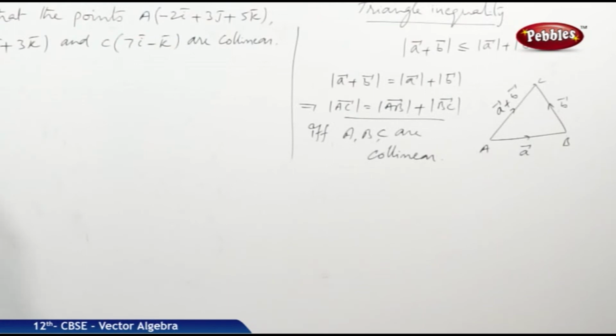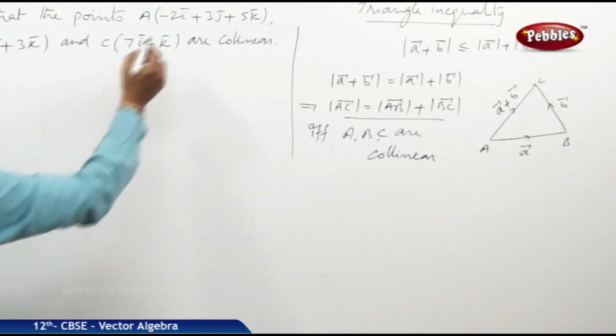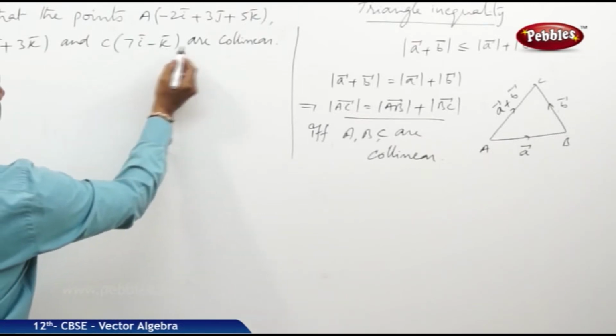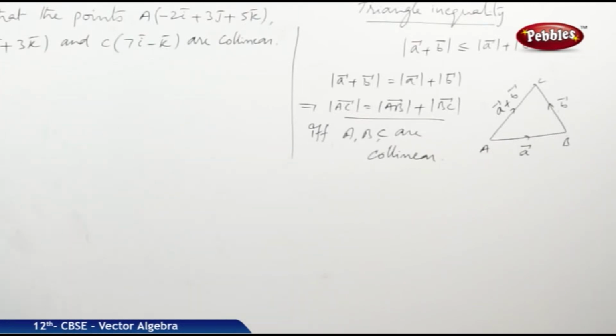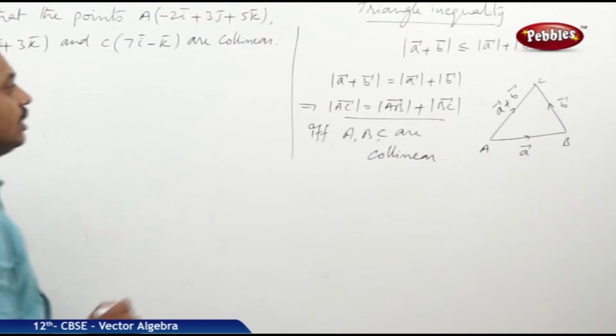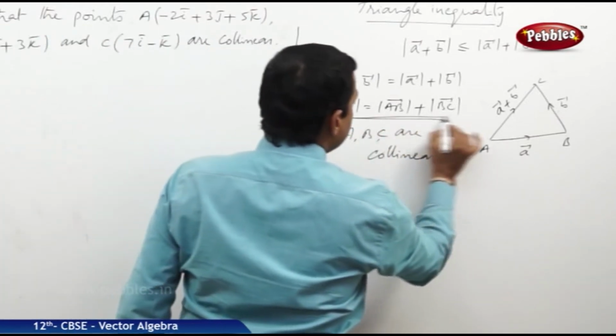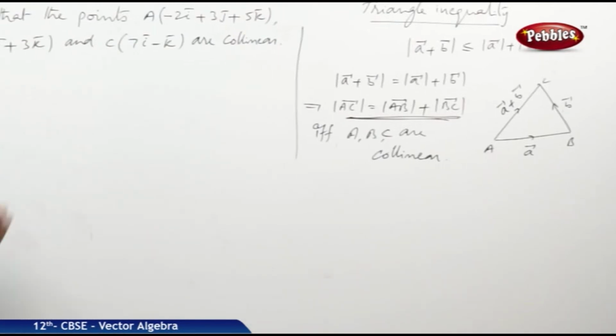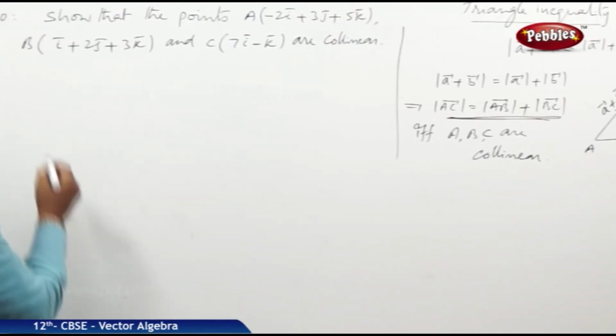Now, here is the 10th problem. Show that the points A, minus 2i plus 3j plus 5k, B, i plus 2j plus 3k, and C, 7i minus k, are collinear. So, 3 points are given. Now, we have to prove that the 3 points are collinear. So, we can use this equality condition to prove the 3 points are collinear.